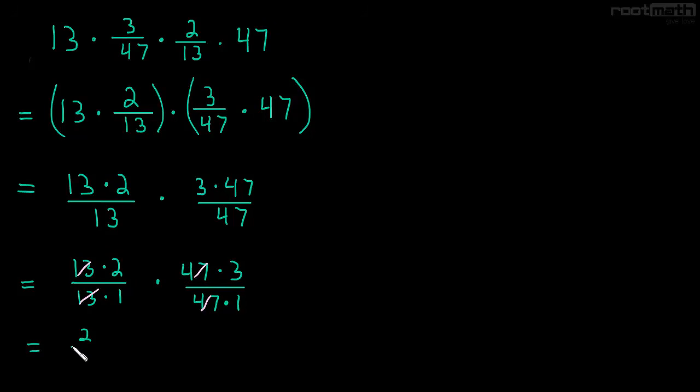So we're just left with 2 over 1 times 3 over 1. Well, 2 over 1 is just 2, and 3 over 1 is just 3. So this is 2 times 3, which is equal to 6. And it took us quite a few steps because I wanted to write everything out so we could see how this works. But the main point here is that we can use all of our rules to simplify that multiplication.